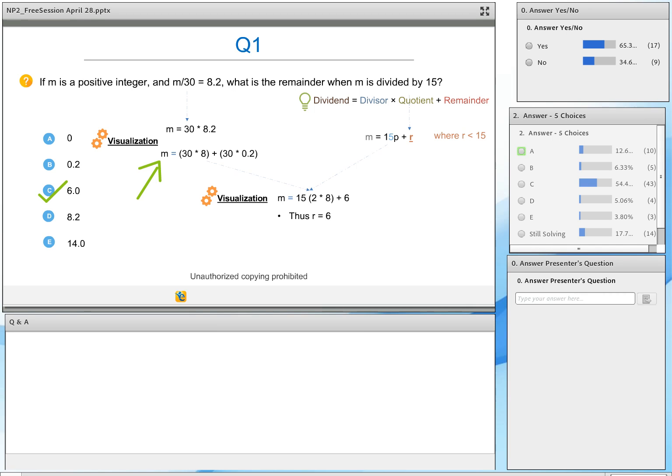And this is the skill of visualization. This is the skill of looking at what is given to you and what it is that you need, and then applying the skill of visualization to solve the question.